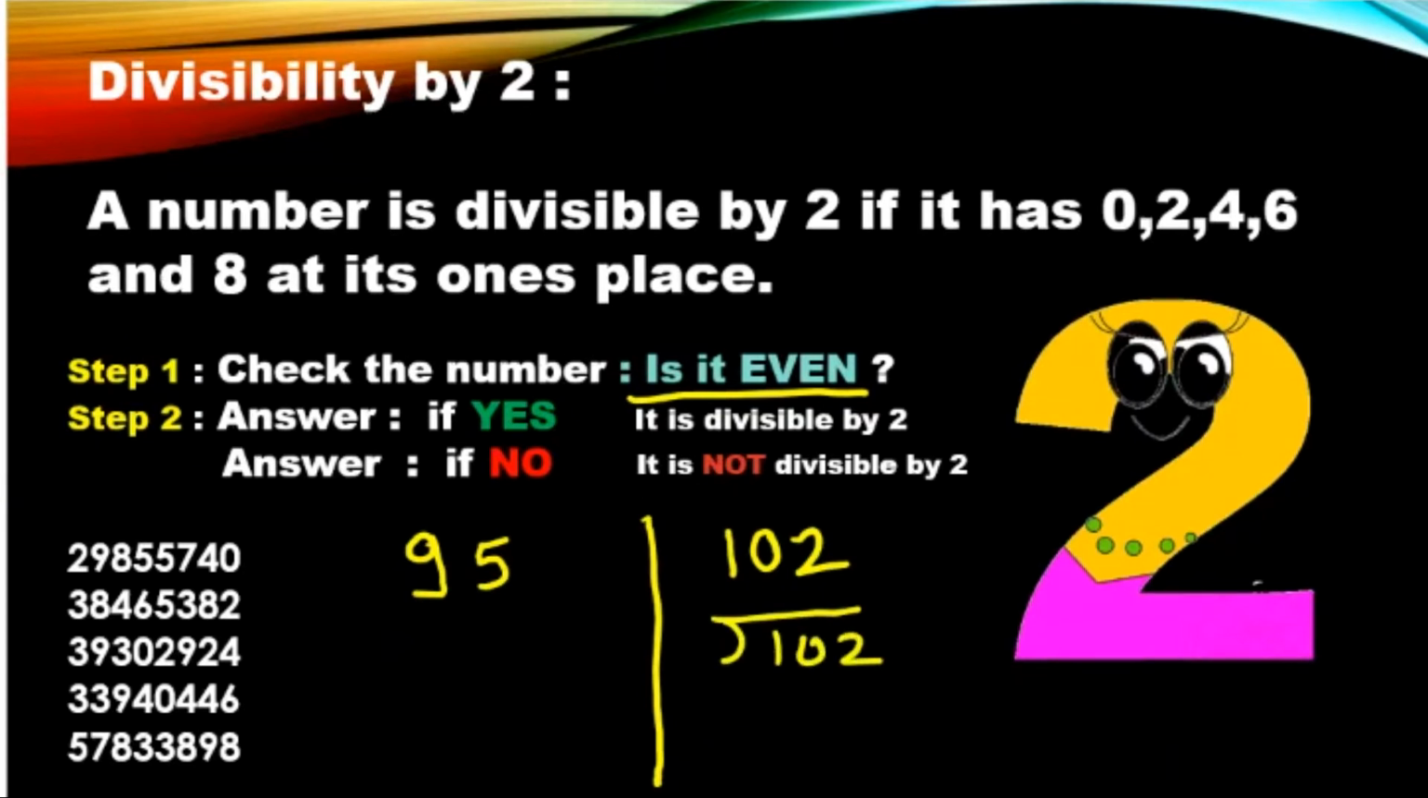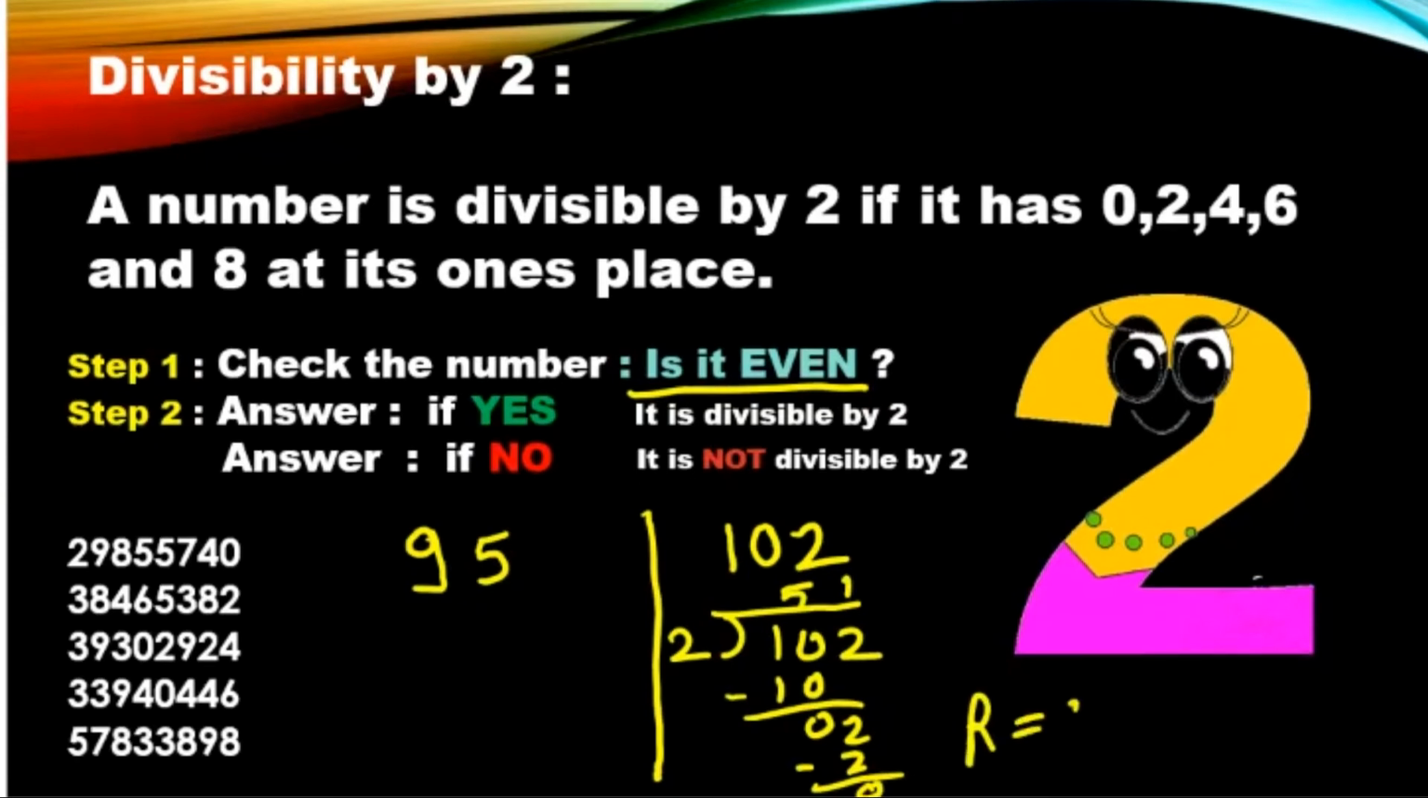Now children, what do we mean by divisible by 2? For that, we need to divide the number by 2, and if we get remainder 0, then that number is divisible by 2. This is a very important condition. All the time we have to see whether the remainder is 0 or not.